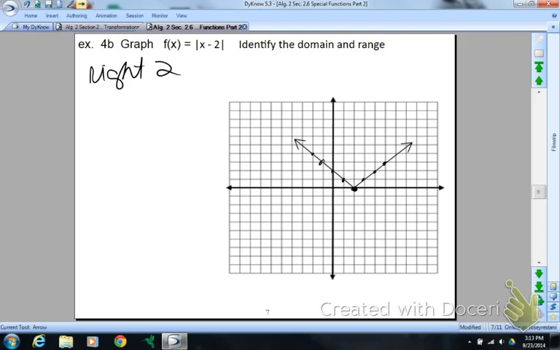The domain is all real numbers, or negative infinity to positive infinity. Our range is, what's our range? 0, and 0 is included, so bracket to positive infinity.